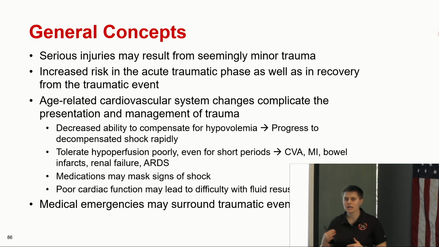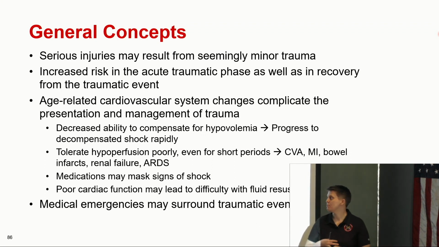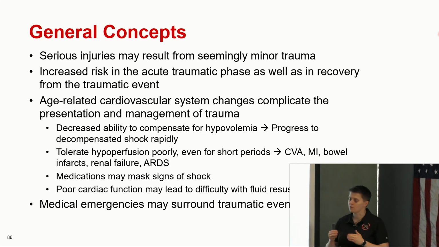So they cannot compensate for hypovolemia as well because of the fibrosis in their blood vessels, and so they can progress to decompensated shock really rather quickly compared to others. They don't tolerate hypoperfusion very well. And we mentioned that when it came to stroke and MI, right? But that has implications for a whole host of other body systems when you have a low perfusion state due to hypovolemia or hemorrhagic shock in a trauma situation.